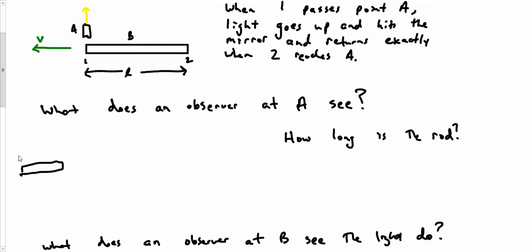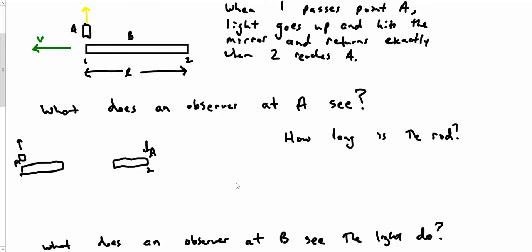Light goes up. This is A. And then when the light gets back down, when light reaches here, we're now at point 2, the back end has reached point A. I want it to be perfectly timed. So how long is the rod here?